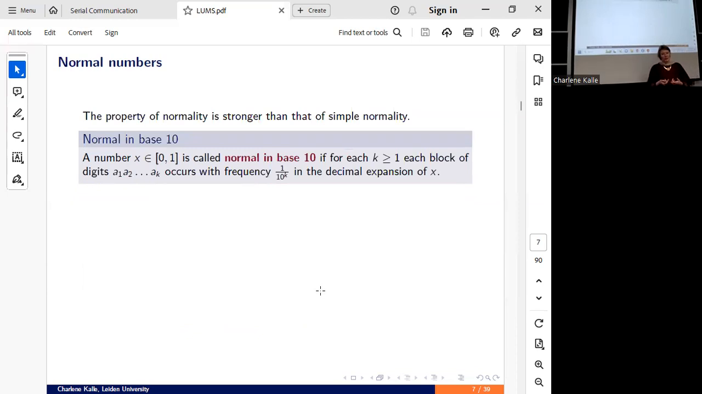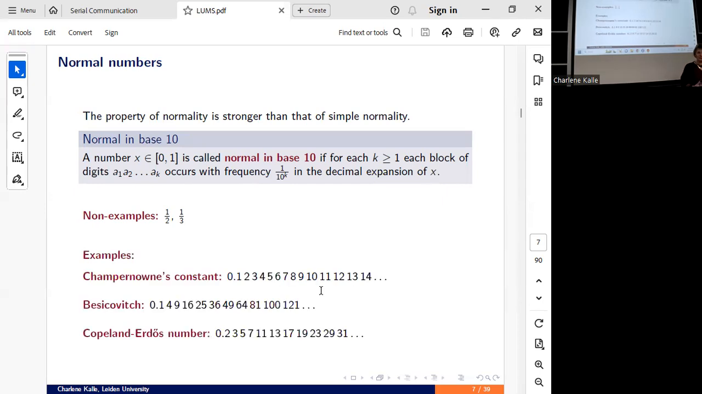We can strengthen the definition of simple normality a bit by asking that not only each digit appear with the same frequency, but that the same property holds for any block of digits. So if I take a block of k digits, and if each of these blocks appears with frequency 1 over 10 to the k in the decimal expansion of the number x, then this number is called normal in base 10. So this is a bit stronger. So of course, the numbers that were non-examples before are still non-examples.